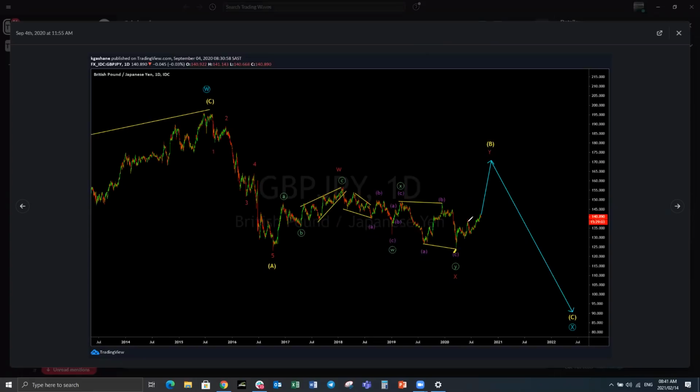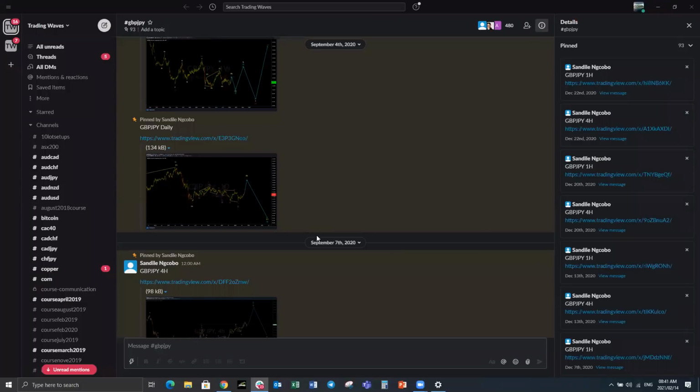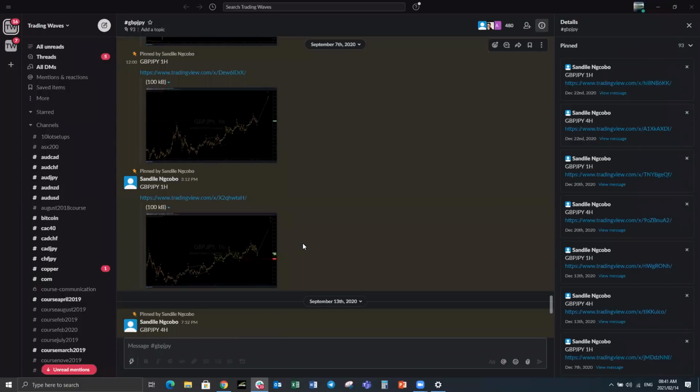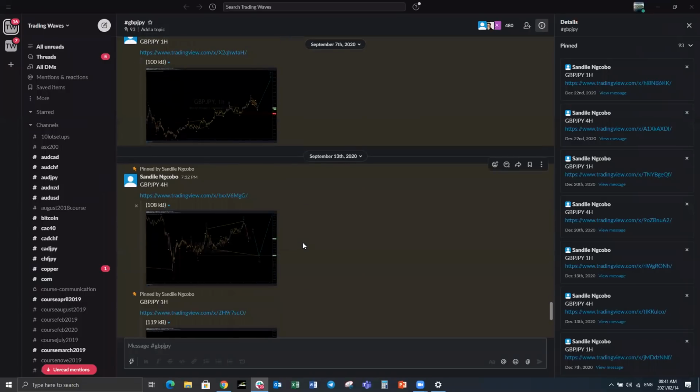So what has happened since? What has happened here is that we have been making this move to the upside. Although there's a corrective structure here, you will see in the lower degree. Let's go through more of these pinned charts here on our Slack channel.